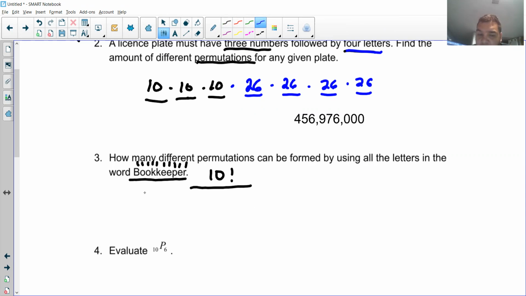Now I'm going to count how many repeats we have, and we're going to set that up. So I see I have a double O, so I'm going to put a 2 exclamation point. I see I have a double K, a 2 exclamation point. And I also see we have a triple E. So that's going to be 3 exclamation point. Seems like there's no more doubles or triples or anything like that.